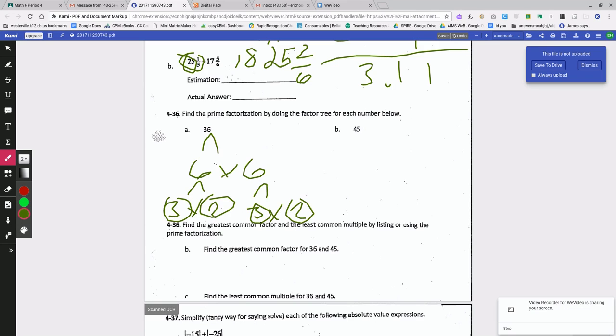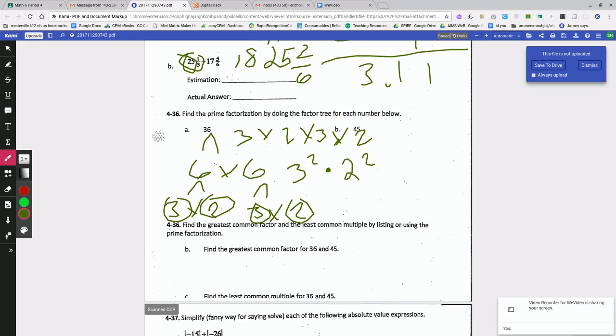Then we can rewrite this in two ways. We can rewrite it as 3 times 2 times 3 times 2. Or you simply can write it as 3 squared times 2 squared, since you're doing it twice.